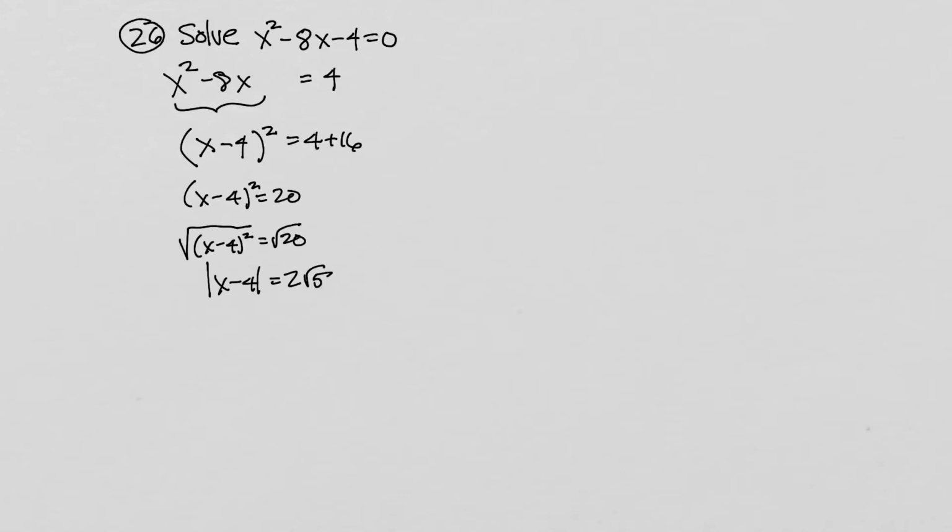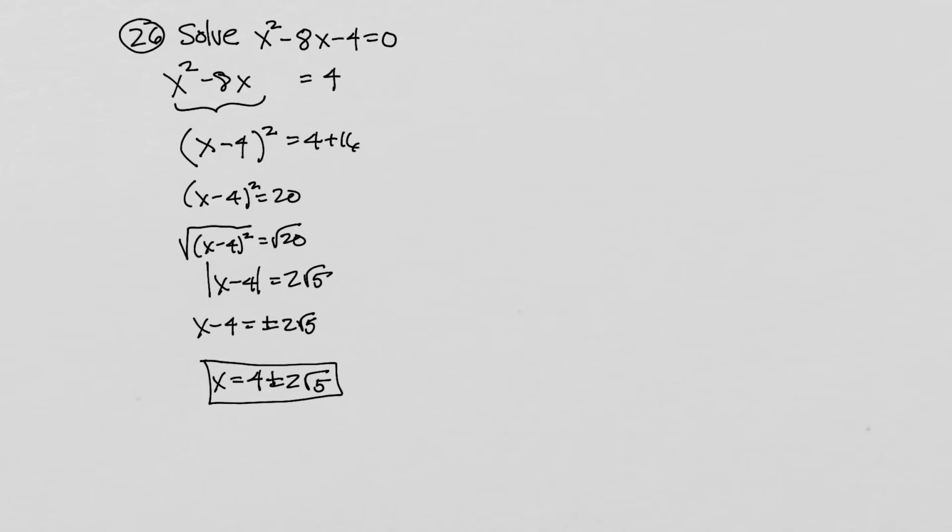Let's remove the absolute value sign. So now we get x minus 4. This is where we get plus or minus 2 square root of 5. And one more step, we'll add in this 4. So we will get x equals 4 plus or minus 2 square roots of 5.